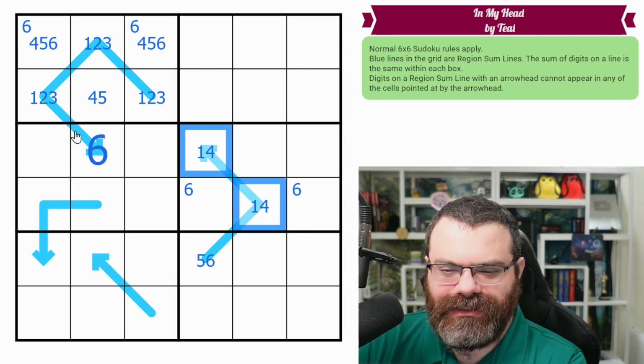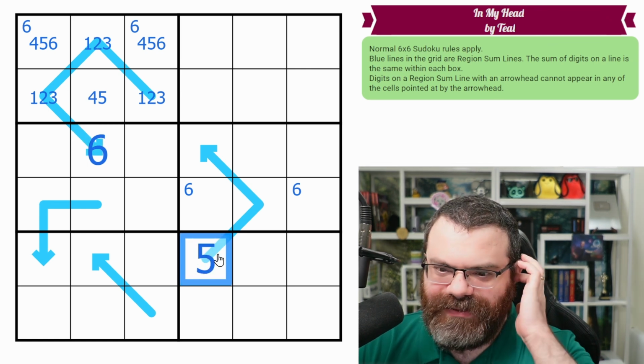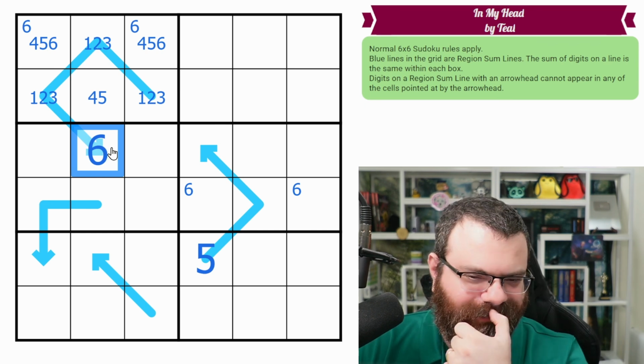Is there anything else I can... Oh, you know what I just realized? Oh, hold on. This can't be a 6 because there's this 6 pointing at it. So actually, let's fill this out. I just proved it has to be 5. I need to remember the arrow pointing rule, of course.